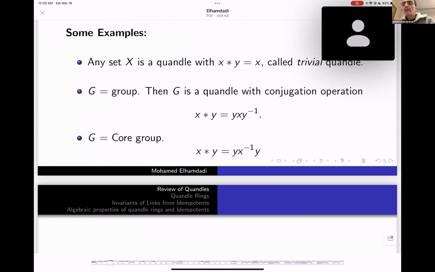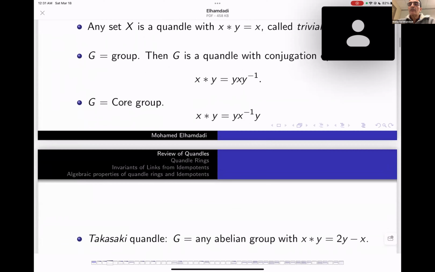If you take a group, you can consider conjugation on the group, and this forms a quandle operation. Also, if you have a group, you can consider what's called the core quandle, which is x star y equals y x inverse y. Here it's easy to see that this is an involutory quandle. If you do x star y twice, you go back to x. In other words, right multiplication is the inverse of itself.